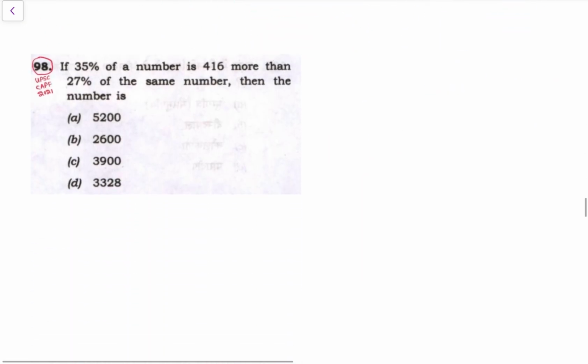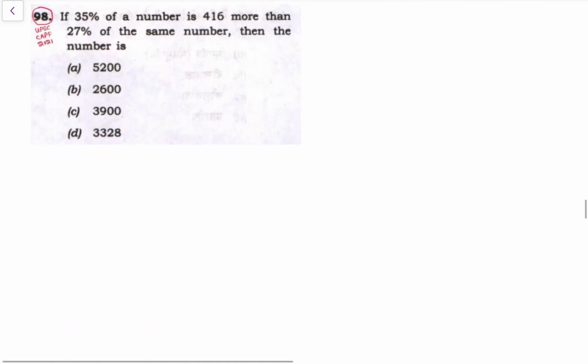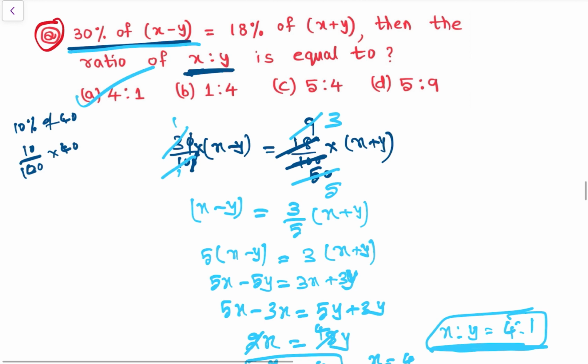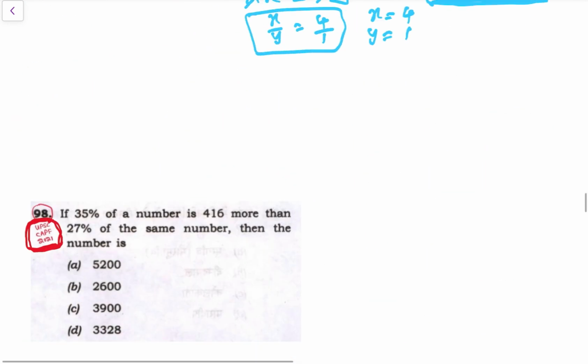So now let's see the next question. This question was asked in the UPSC CAPF 2021 paper. In the CDS paper there are not many questions on percentage, so that's why I have taken questions from UPSC CAPF and SSC. This question was asked in some SSC exam, and this one in UPSC CAPF 2021. So let's see the question and solve it.